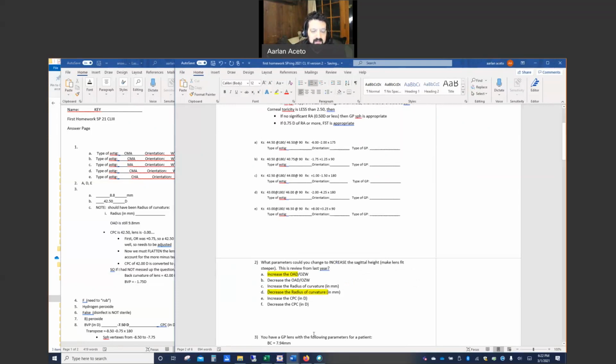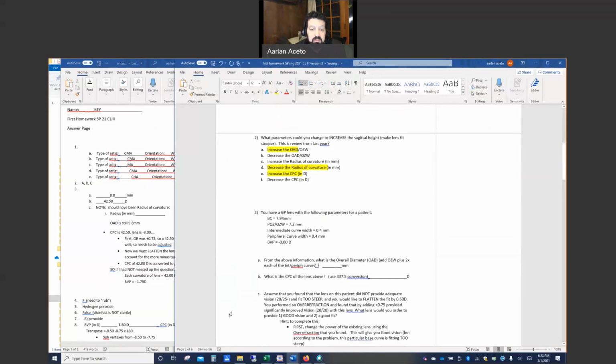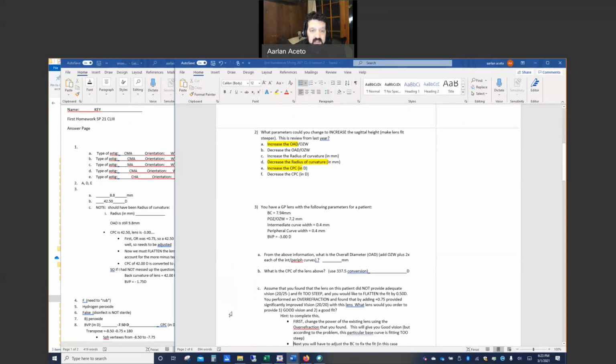and simply going from a 42 to a 44 in diopters for the CPC also makes it steeper. So A, D, E for here. Please, if you're still having trouble with this, I can't tell you enough. We've gone over it so many times that I desperately need you either just memorize it, make a chart, but this is absolutely important.